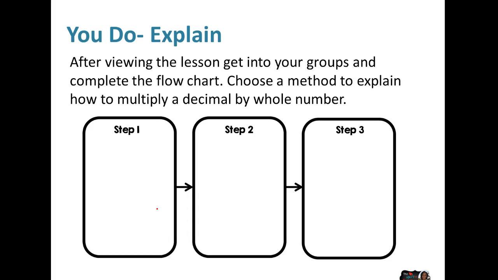So once you have finished viewing this video, you're going to get into your groups and you're going to complete the flow chart. You're going to choose a method. Our objective today was to use the decimal grids to multiply a whole number times the decimal and to use the standard algorithm. So what I want you all to do is to get into your groups and choose a method. There has to be at least 2 people from each group working and showing each method.